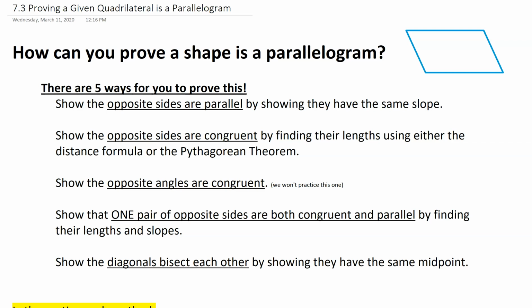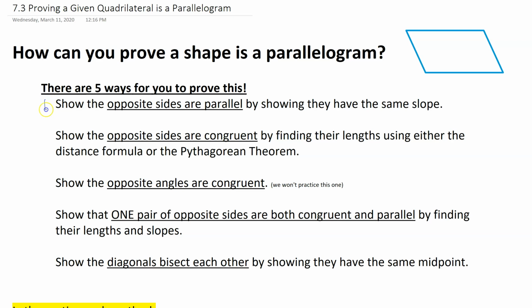Okay, this lesson is on chapter 7.3, how to prove a given quadrilateral is a parallelogram. You don't need to write all of these things down. They're going to be printed on your worksheet. I'll tell you when you want to start writing. But let's talk about first, how can you prove a shape is a parallelogram?